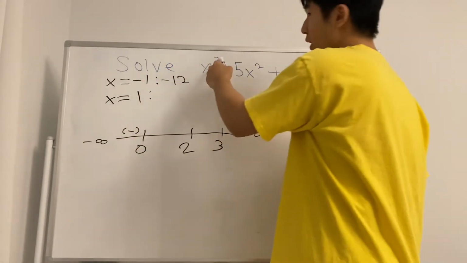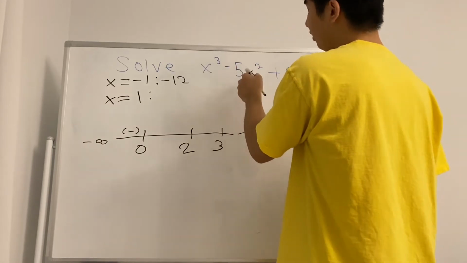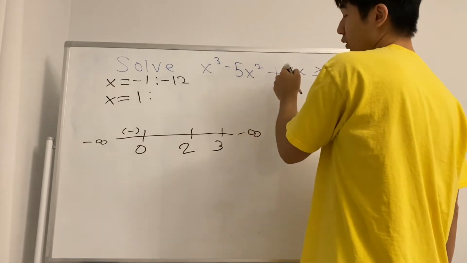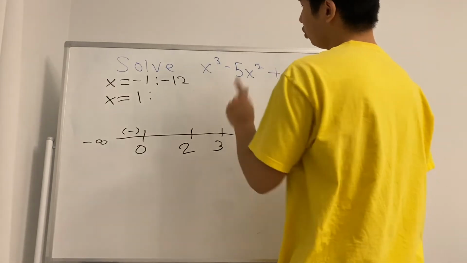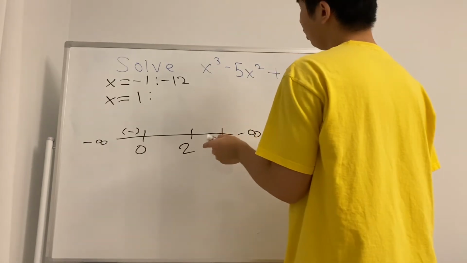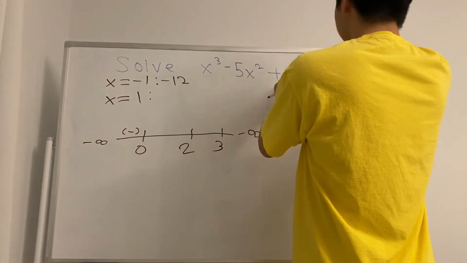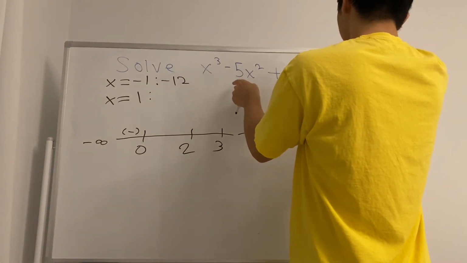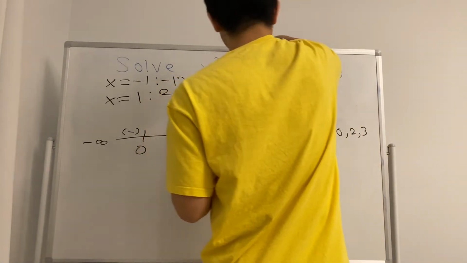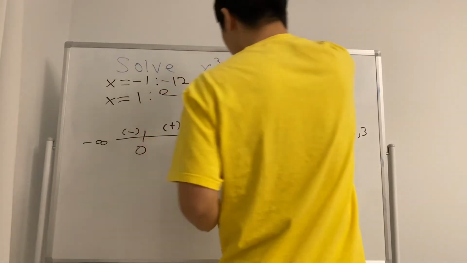And when you do that, 1 to the power of 3 is just 1. 5 times 1 to the power of 2 is just 5. And 6 times 1 is 6. So, I'll just do this: 1 plus 6 is 7, minus 5 is 2. So this is 2, which is a positive number, so we can just put positive here.